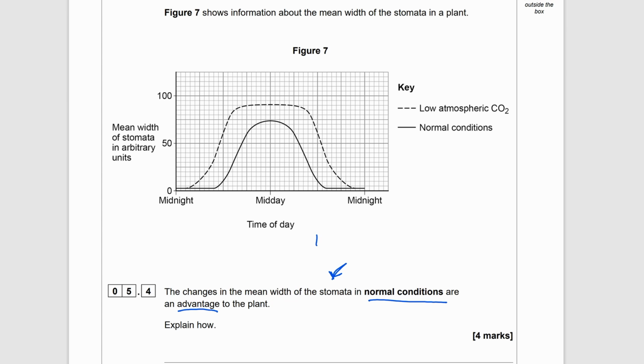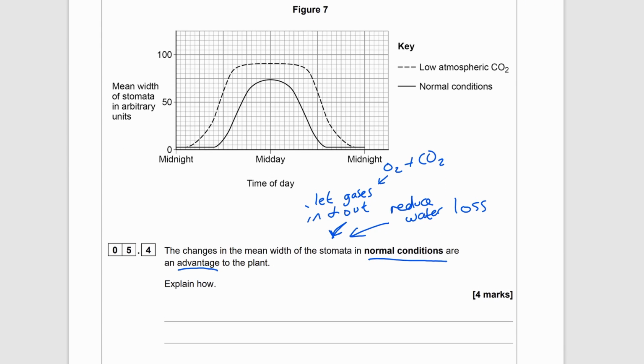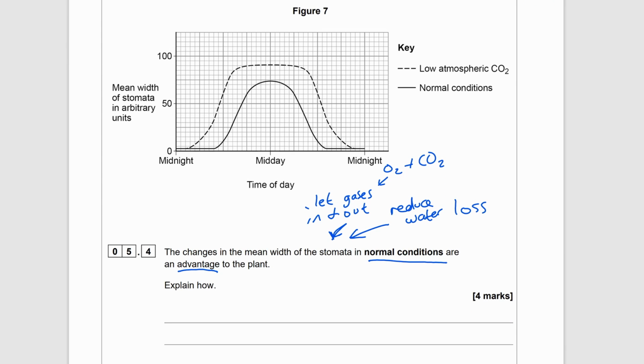So the stomata, what's the importance of the stomata? A stomata has two roles. It is to let gases in and out, and those gases that we should be talking about are oxygen and carbon dioxide. And its second role is to reduce water loss. So our question is 4 marks now. So we probably want to consider both of these functions in our answer. So let's look at the changes, because that's what the question says.